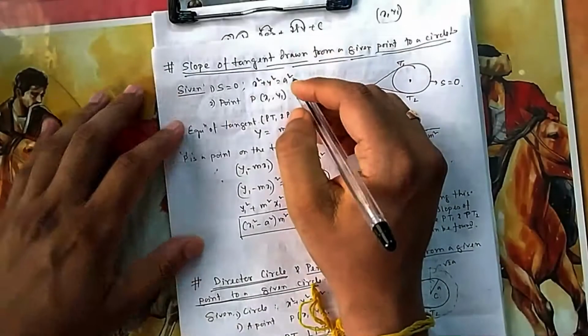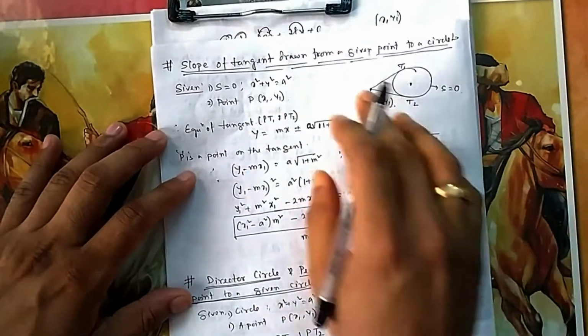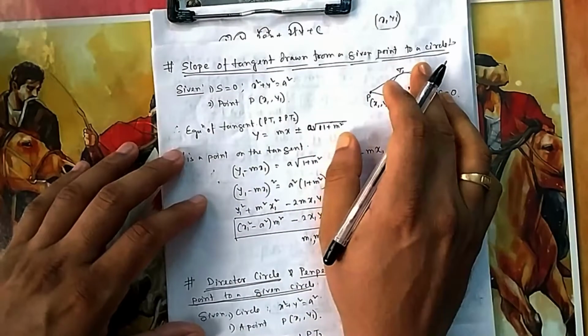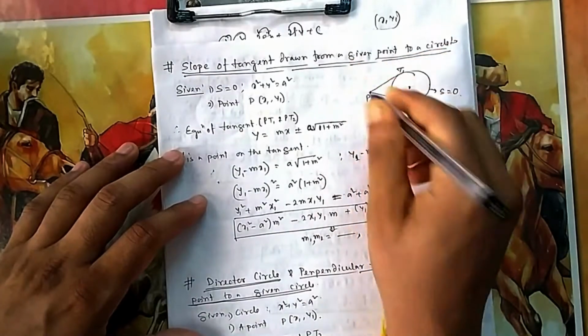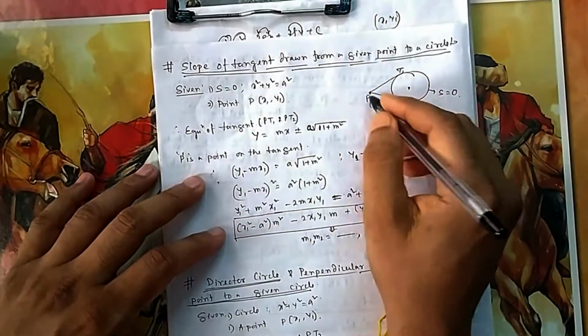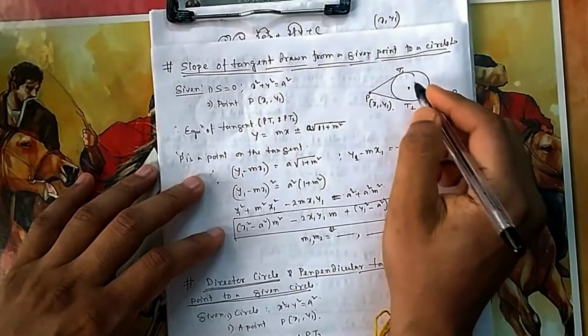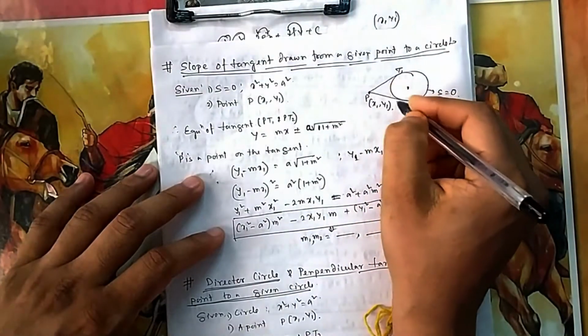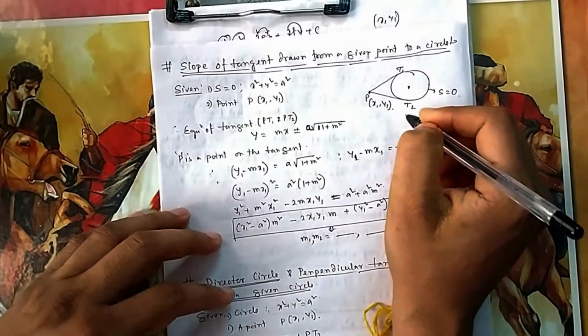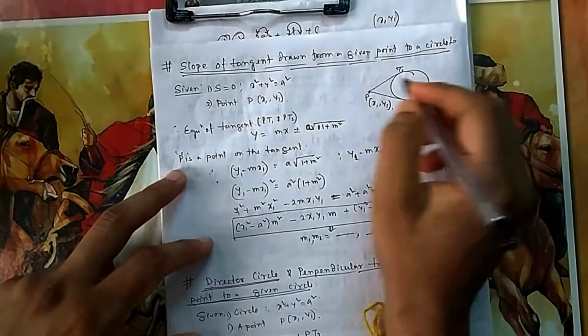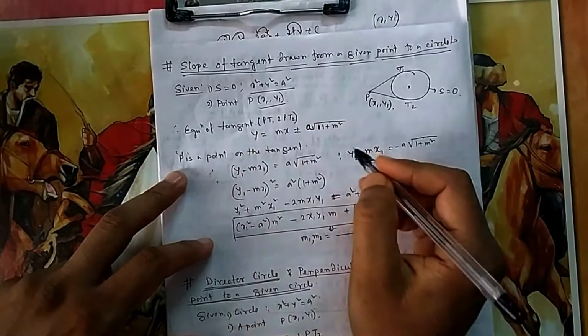Now the next thing is to find the slope of a tangent that is to be drawn from a given point to a circle. Suppose a point P(x1, y1) is given to you. From a point outside, you can draw two tangents to a circle, and you want to find their slopes. What will be the slope of PT1, and what will be the slope of PT2? This circle is given to you, and the point is given to you.